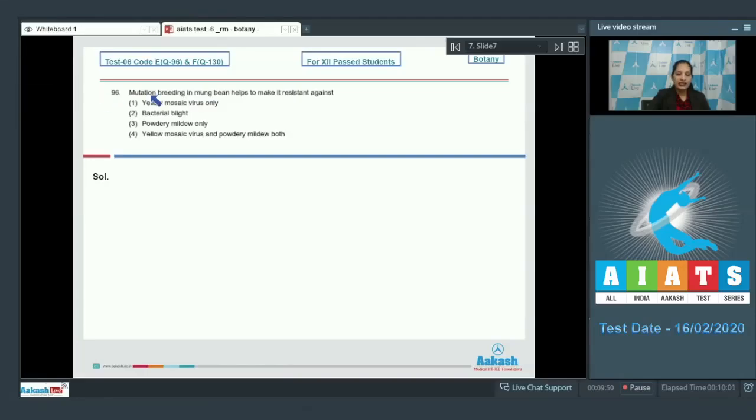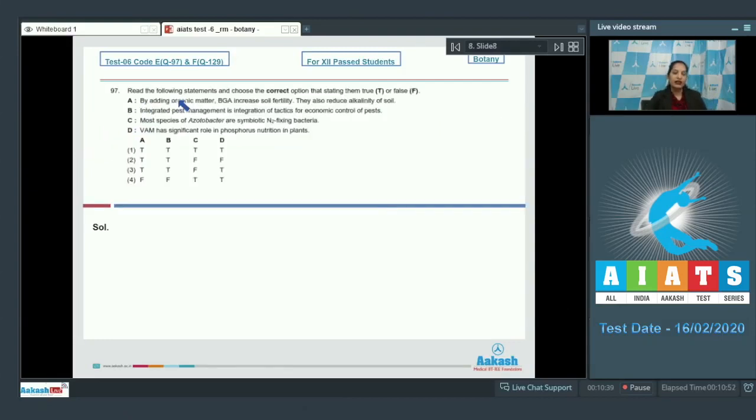Question number 96. Mutation breeding in mung bean helps to make it resistant against: yellow mosaic virus only, bacterial blight, powdery mildew only, or yellow mosaic virus and powdery mildew both. Mutation breeding in mung bean helps to make it resistant against both yellow mosaic virus as well as powdery mildew. So the correct option for the given question is option number 4. Let's move to the next question.